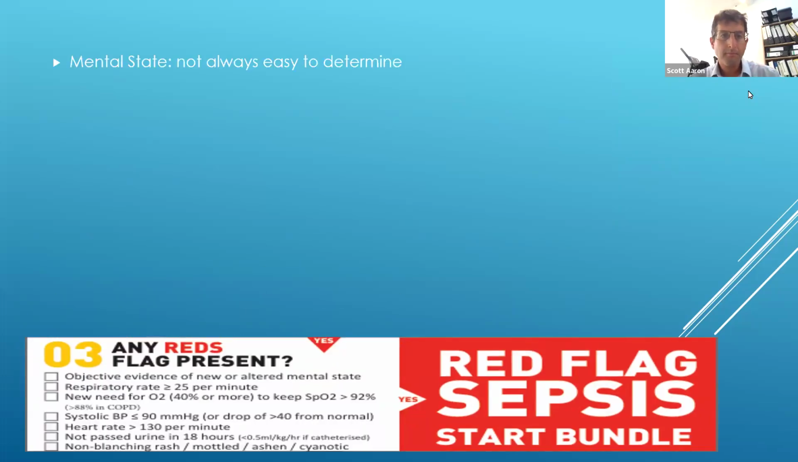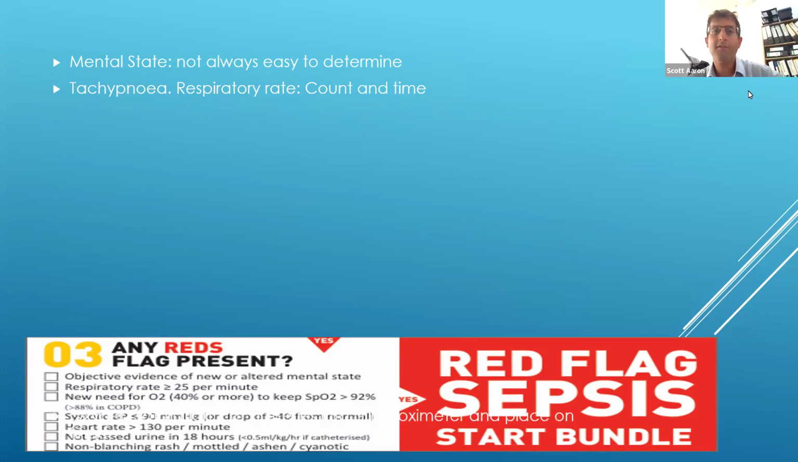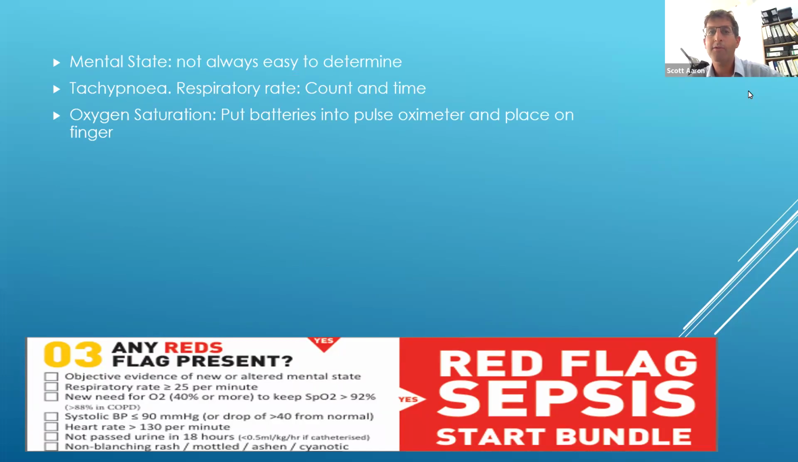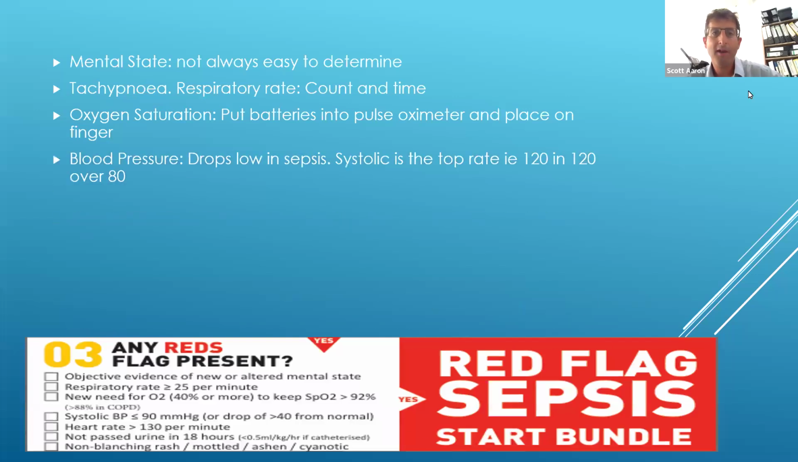The mental state is not easy to determine, as I said. Tachypnea, fast respiratory rate. Count it, time it. You don't have to count a whole minute. You'll see it's quick. Oxygen saturation, put the batteries in the pulse oximeter and place it on the finger. The battery should be left out, because if we're not using it every day, when you go to use it, you want it to work.